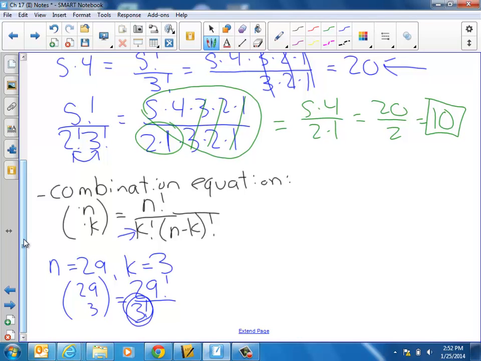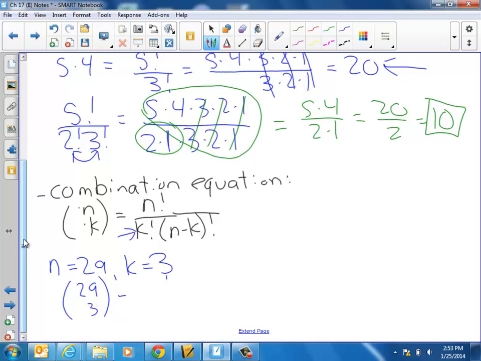Again, this guy right here divides out the number of different ways I can choose if order did matter, but we don't care about that. If I choose Chandler, then Quinn, then Brooke, we're going to consider that to be the same result as me choosing Brooke, then Quinn, then Chandler. It doesn't really matter. I got the same 3 students. So that's 29 factorial over 3 factorial.